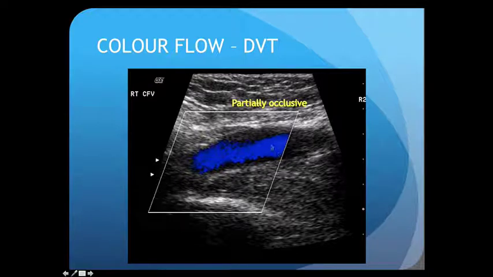In this example, we can see here is some flow, but the flow doesn't extend over this area here. And this is because this is a partially occlusive thrombus, and so there is flow in the remainder of the patent lumen, but no flow through this area here.